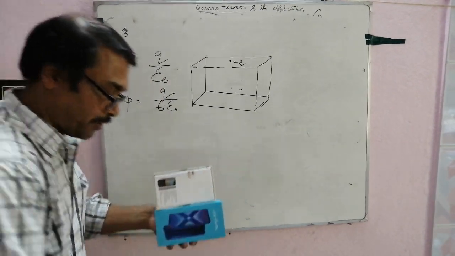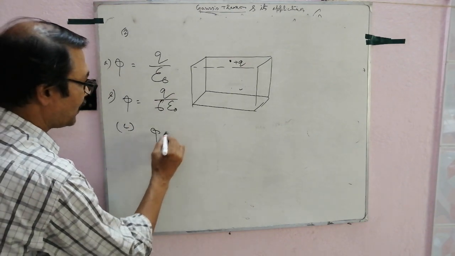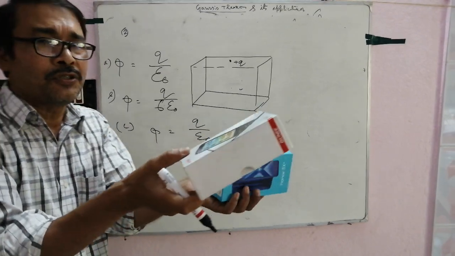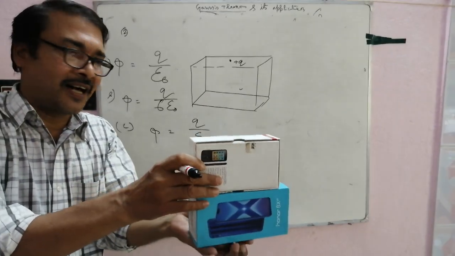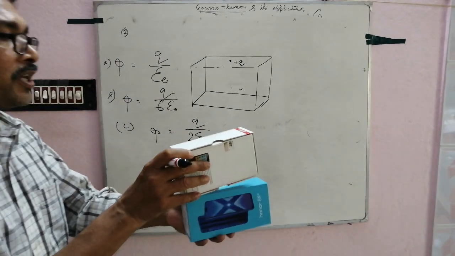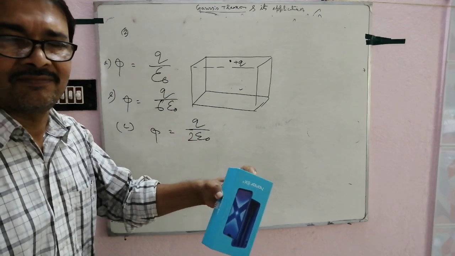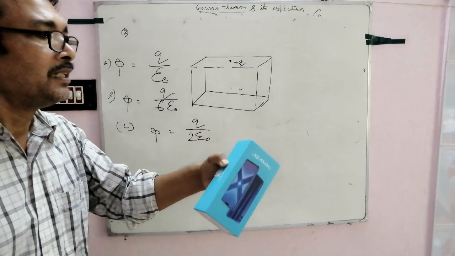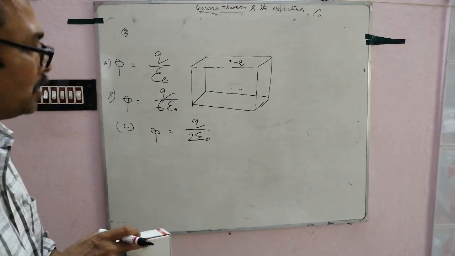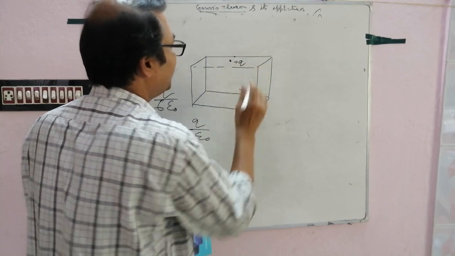So for 2 cuboids, case C, the total flux is q by epsilon naught. But this second cuboid is not needed; I placed it here extra. So the flux will be 2 q by 2 epsilon naught. So if a point charge is placed at the middle of any of the surfaces, then the flux will be q by 2 epsilon naught. Now suppose the charge is at one of the edges, follow it.